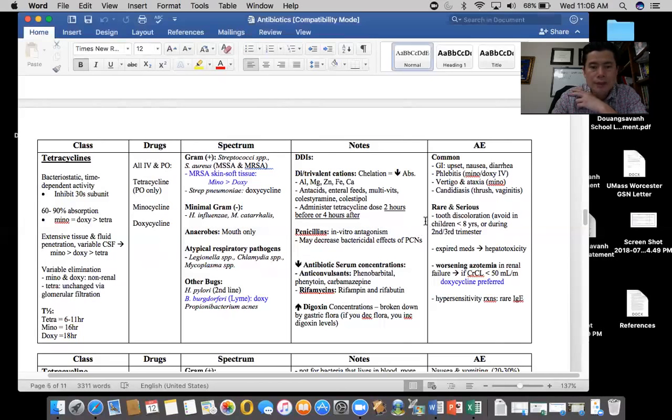Something I didn't know and has come to light is that some of these antibiotics can cause some cardiac problems. So just be aware.